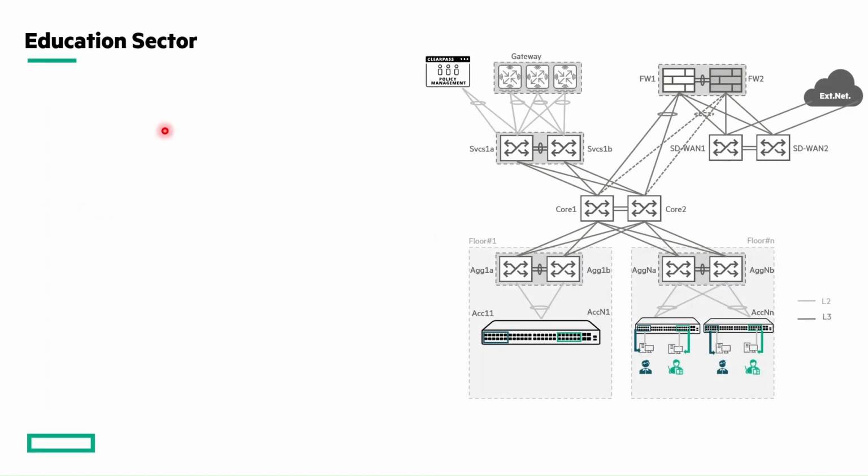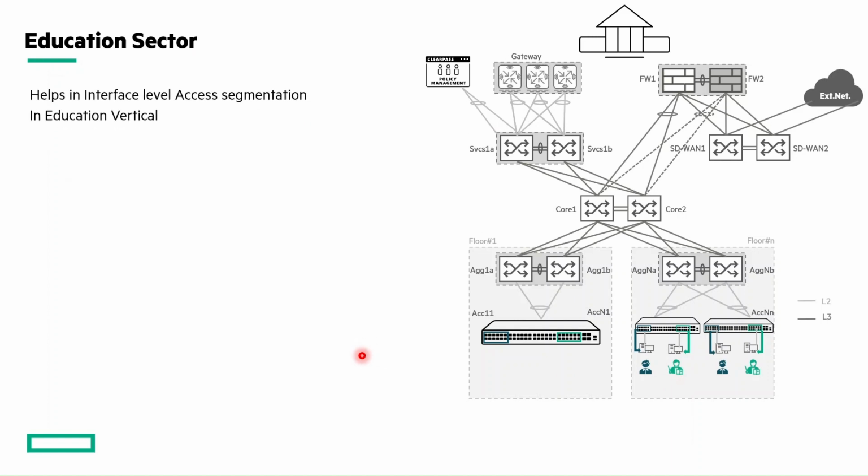Use case. Let's see the first use case. Consider an education vertical, a university. In a university, we will have different kinds of users present, like staff, students and admins. This feature really helps in access level segmentation in the education vertical. So let's see how it is done.